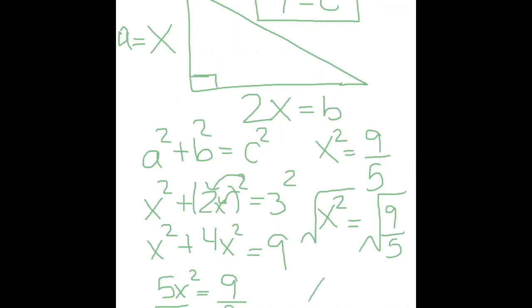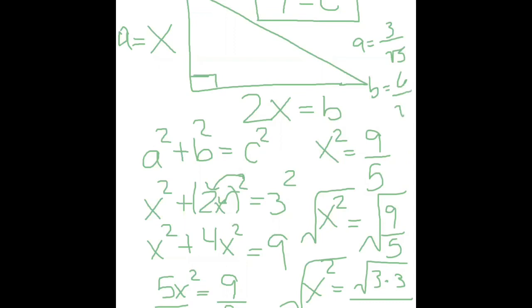Again, I have a perfect square at the top. So I have x is equal to 3 over root 5. A equals 3 over root 5. B equals 6 over root 5. And depending on your professor, you may or may not have to rationalize the denominator. So I would ask.